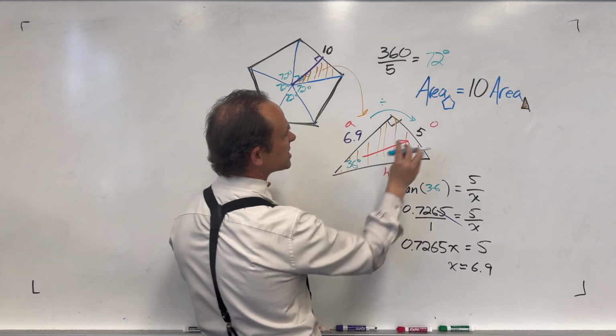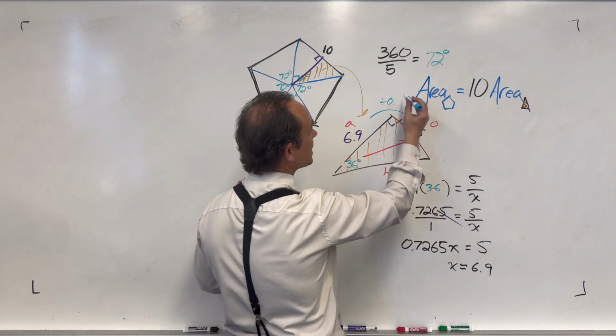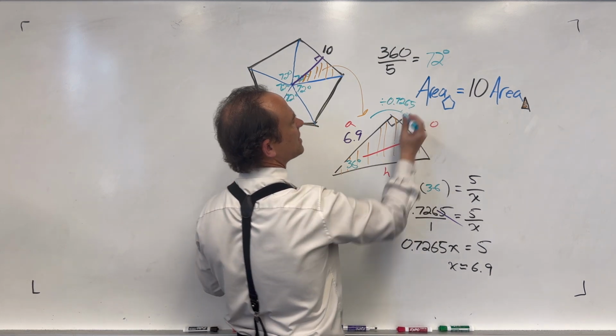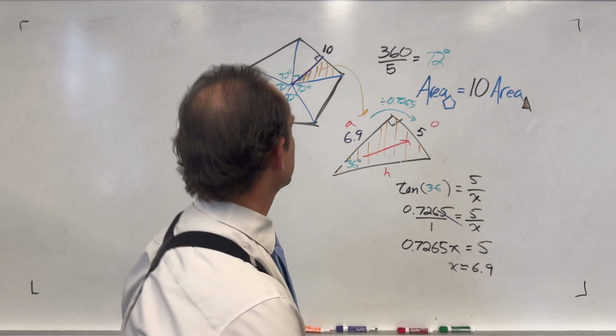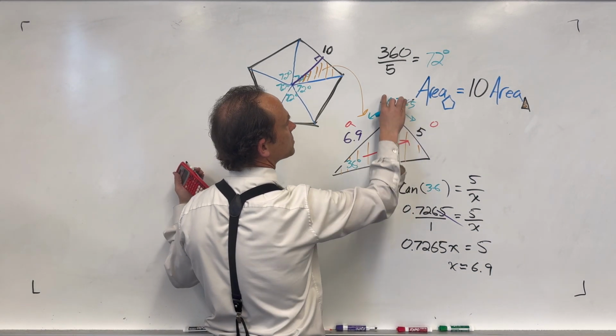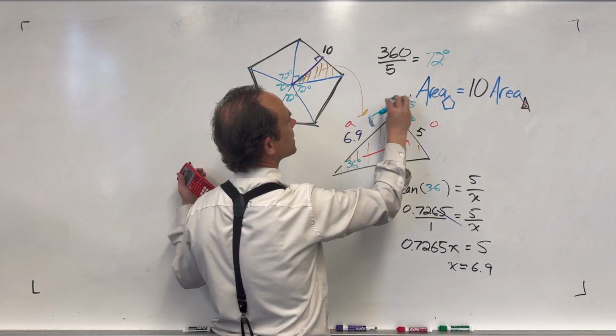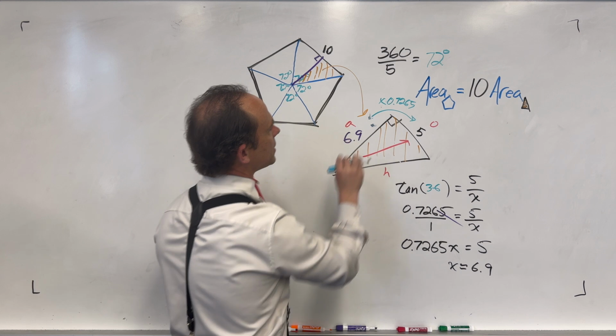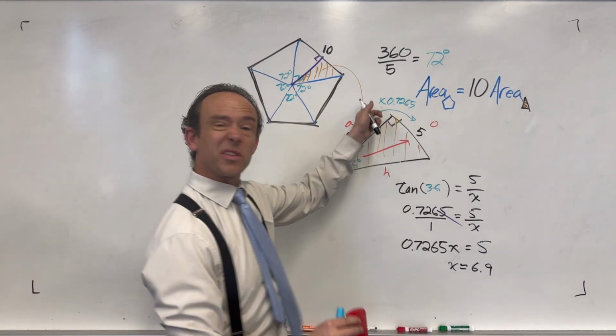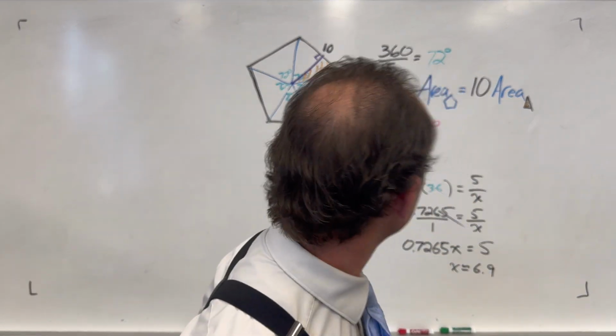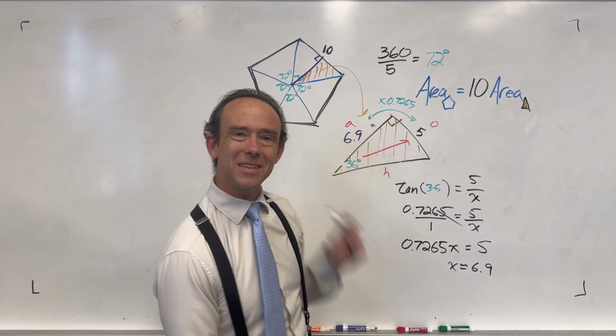So we could have just divided by 0.7265. If you just use scale factor, right? So you multiply when you go that way. So if you're going to go the other way, you would divide. All right? So 5 divided by that number is that number.